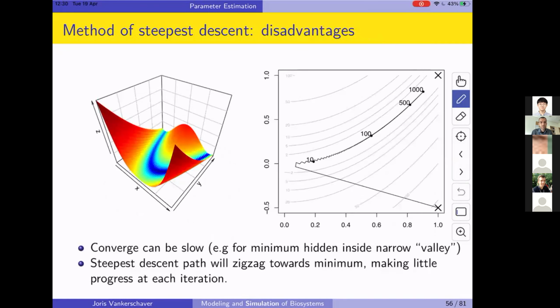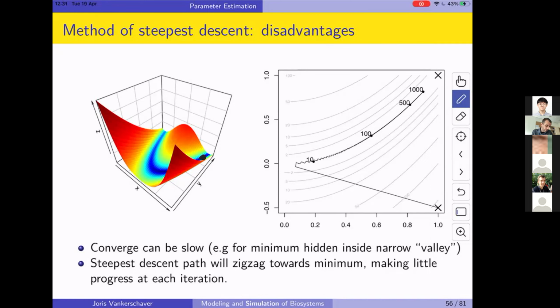And then to finish off, the method of steepest descent is very simple, but also has some disadvantages. And that is that for some objective functions, it can take a very long time to converge. So here we have a function called the Rosenbrock function, which is sort of made to be hard to find the minimum of. And the minimum actually lies somewhere here. It has a unique minimum, and it's very, very well hidden inside this blue valley. So it's one of those points inside that narrow valley.